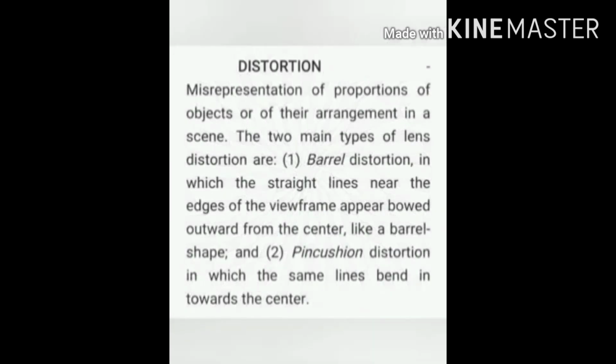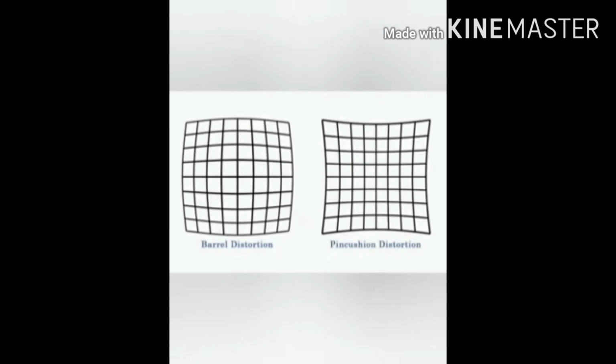The two main types of lens distortion are: one, barrel distortion, in which the straight lines near the edge of the view frame are bowed outward from the center, like a barrel shape. And two, pincushion distortion, in which the same lines bend towards the center.